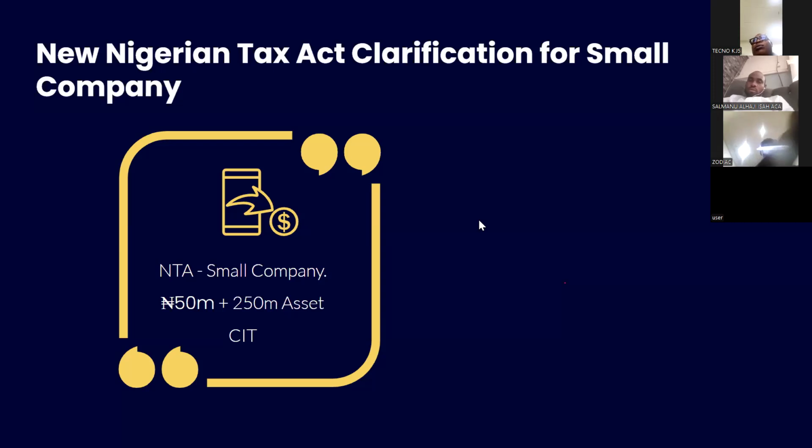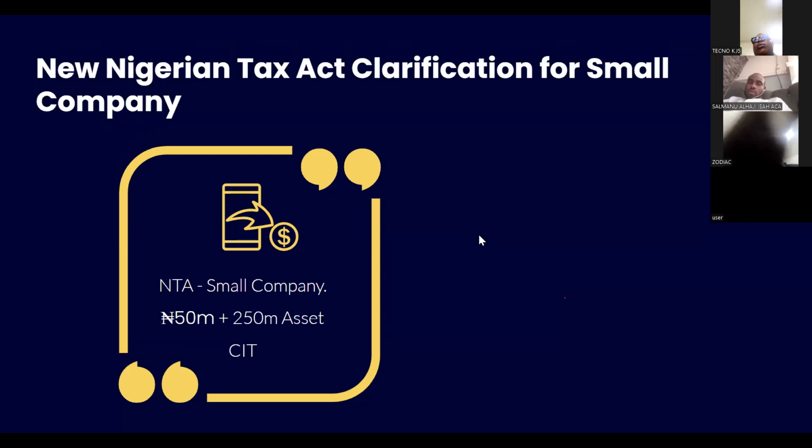This is a small company based on NTA. It's not Nigerian Television Authority, it's Nigerian Tax Act. Let's take it down: NTA, Nigerian Tax Act. So moving forward, after we tax consultants, taxpayers, and Nigerian citizens have settled down to understand that, okay, by next year, January, when I make 50 million or less, I'm a small company, then 250 million asset base, I'm a small company. Everybody was okay with it.